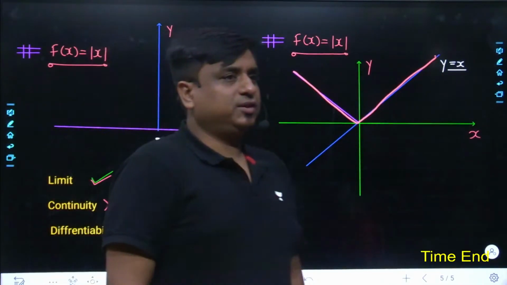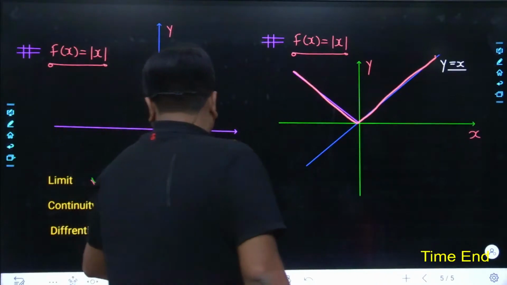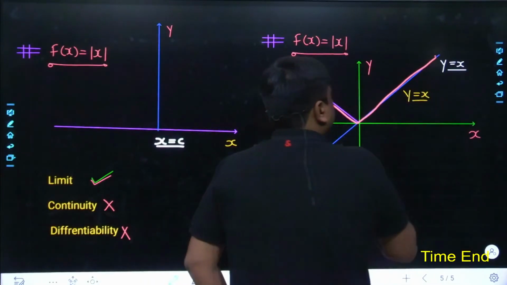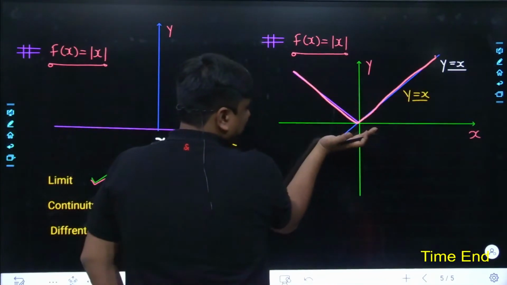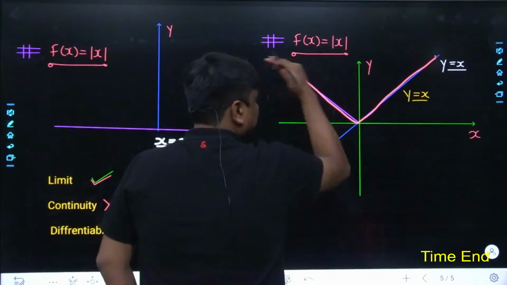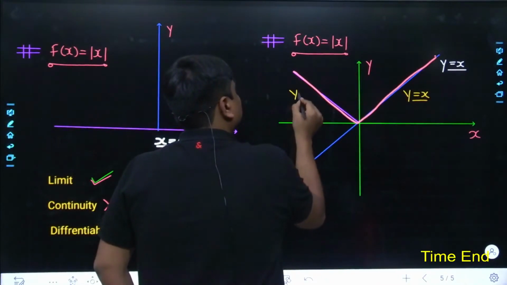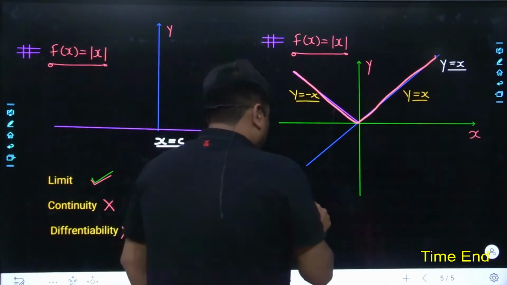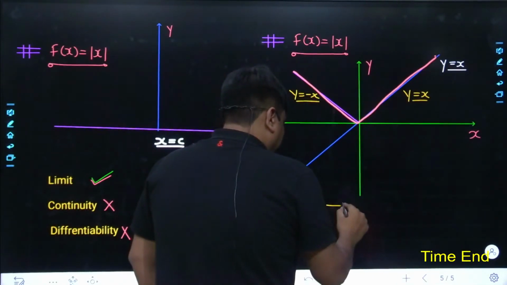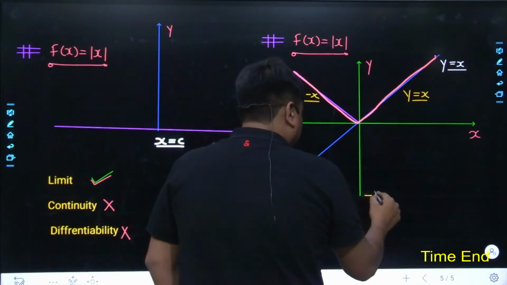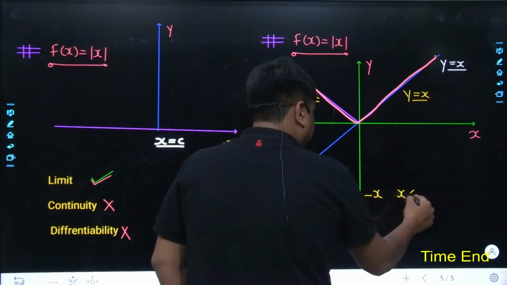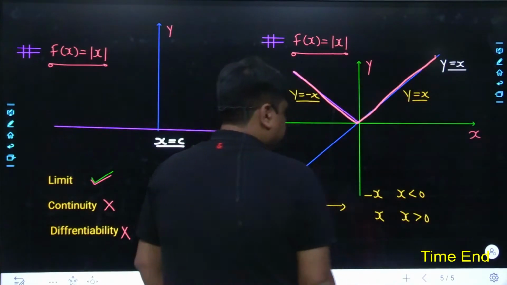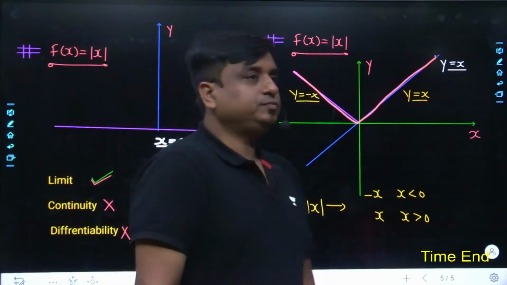The right part is the same, which comes along with y equals x. But on the left, the slope has just been reversed. Initially the slope was plus 1 and now it is minus 1. So it is y equals minus of x. As far as mod of x is concerned, mathematically it can be written as minus of x when x is less than 0, and plus of x when x is greater than 0. Agreed, sir.